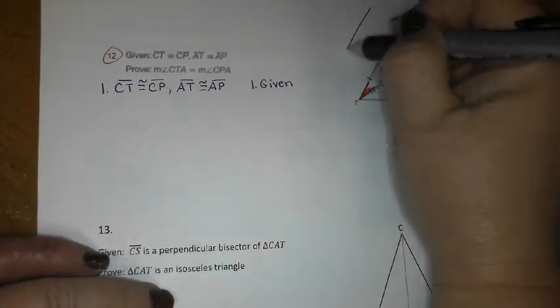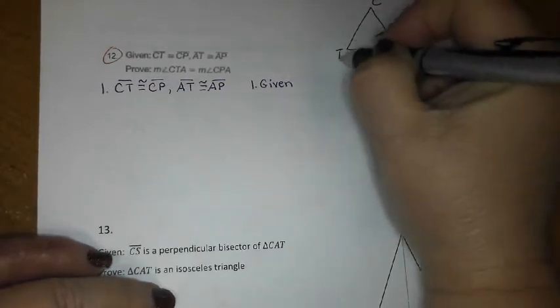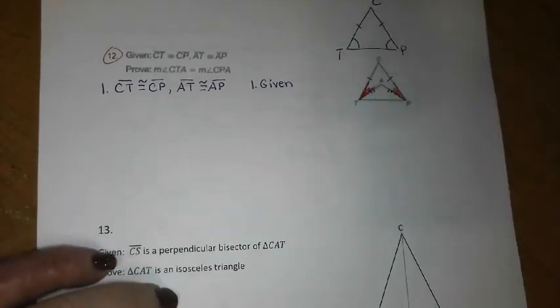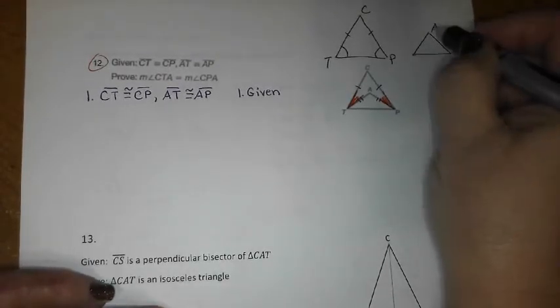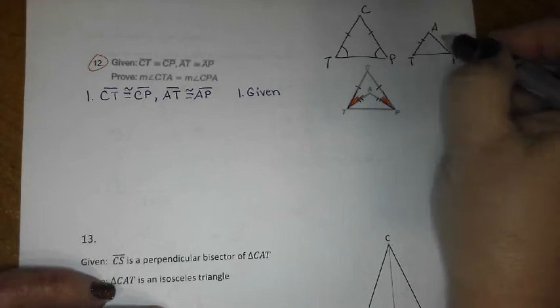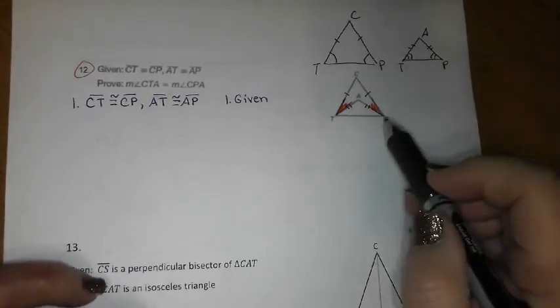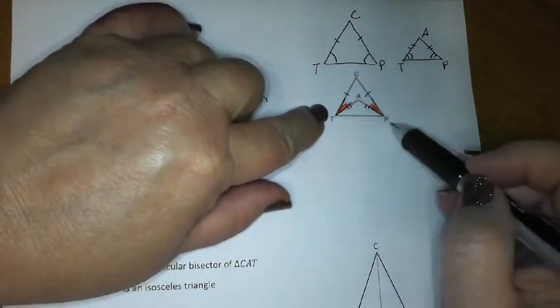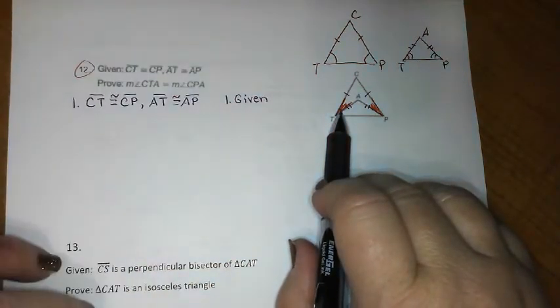I know in the big triangle, if these two sides are equal, then those two angles must be equal. And then I know in the smaller triangle that if these two sides are equal, then these two angles must be equal. So I'm working out a strategy in my head. I think if I take this CTP angle and subtract the little angle, I could get the CTA.